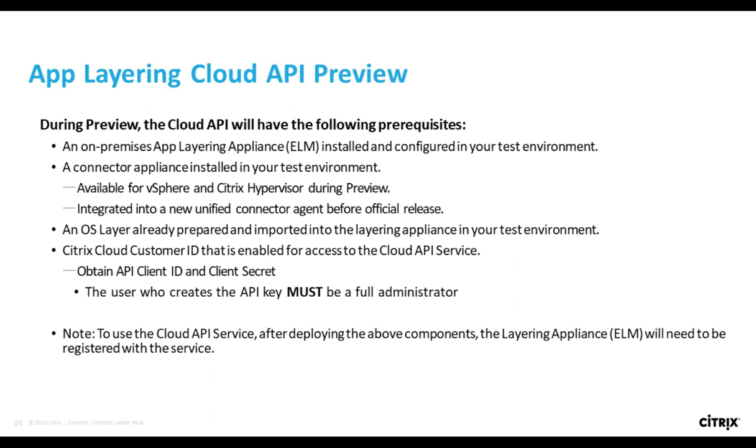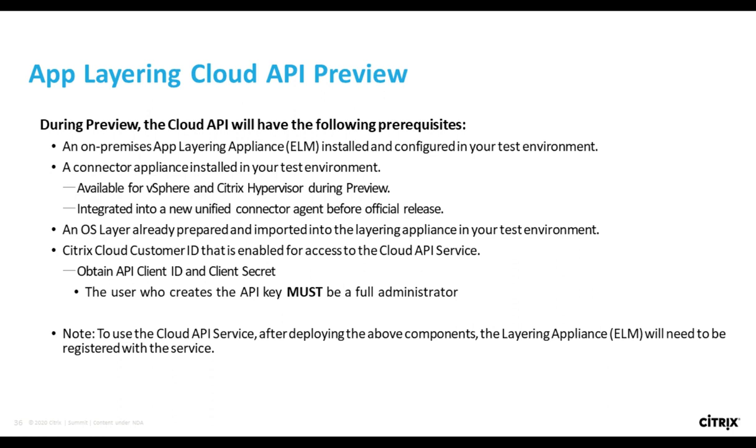So while we're in preview with the API service, there are some prerequisites to be aware of in order to make use of it. Currently, you do require an on-premises layering appliance that's installed and configured. You will also need an additional connector appliance that facilitates or proxies communication from your ELM into our cloud service. Currently, the appliance is available for both vSphere and Citrix Hypervisor. However, when we do GA the service, we will be expanding support to all additional platforms that our connector agents will be able to run on.